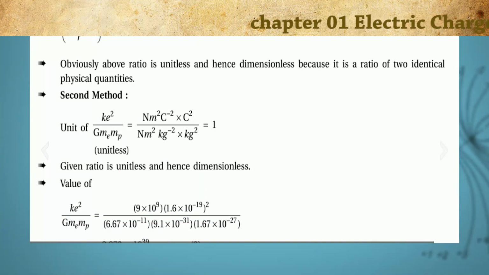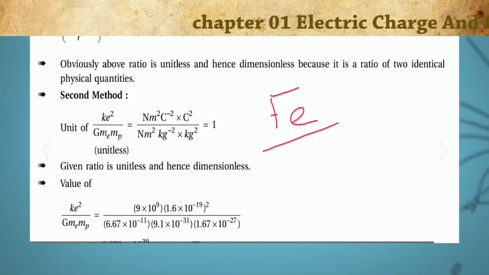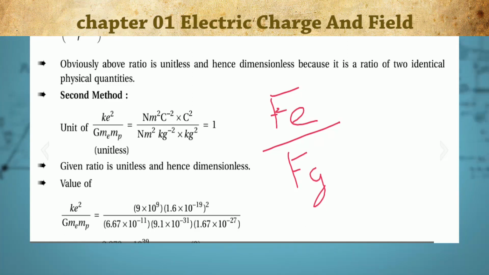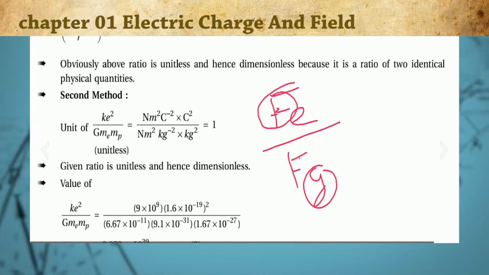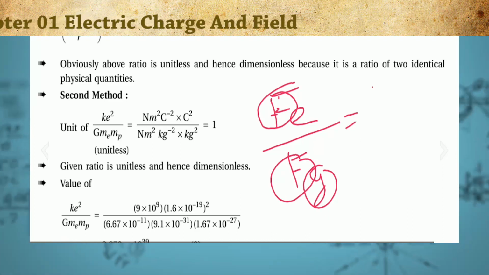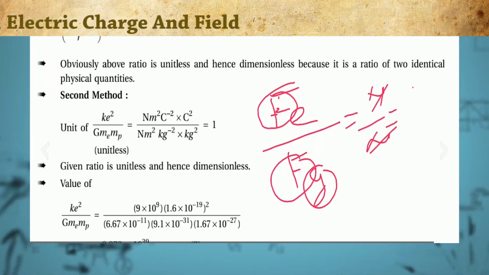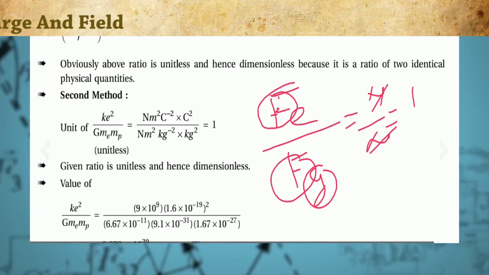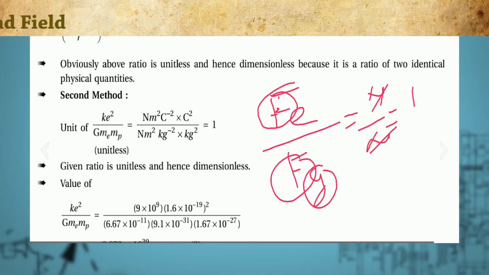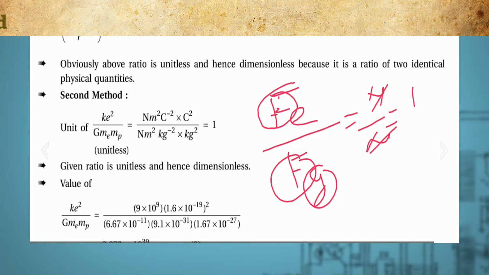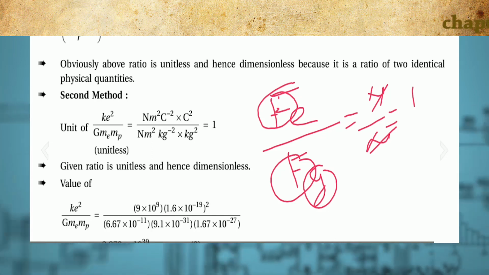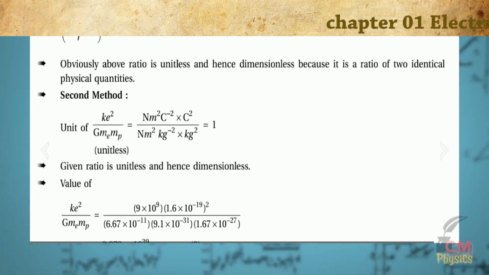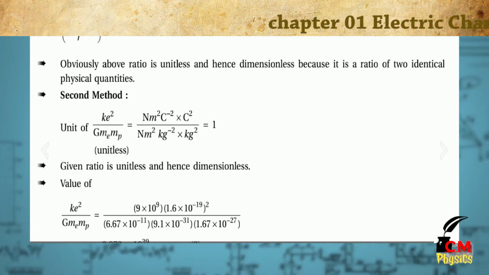If the question is asked directly in the examination, Fe by Fg: obviously, with common sense, electrostatic force is a force, gravitational force is a force, force upon force, Newton by Newton is cancelled, therefore the answer is 1. Electrostatic force is a force, friction force is a force, gravitational force is a force, centripetal force is a force. All forces are forces, therefore the unit of force upon force is cancelled. That is another way of thinking.